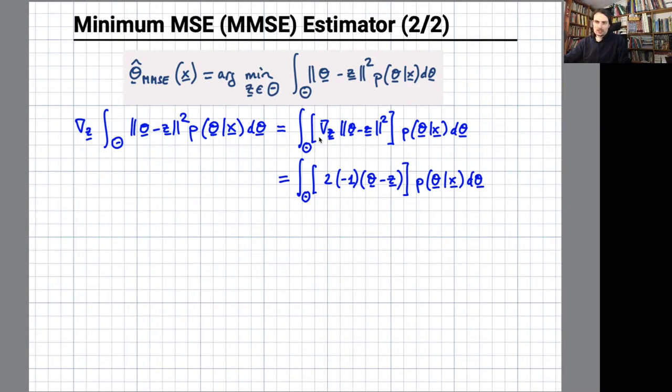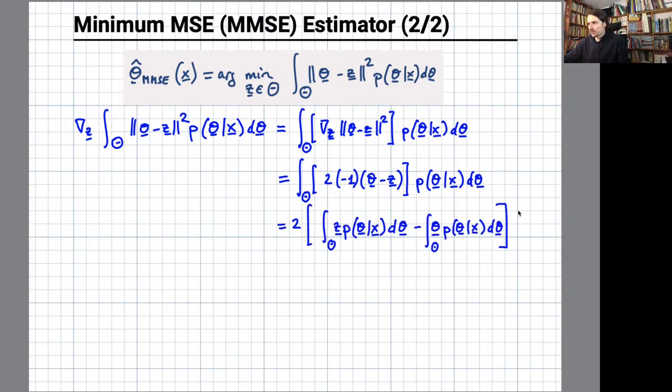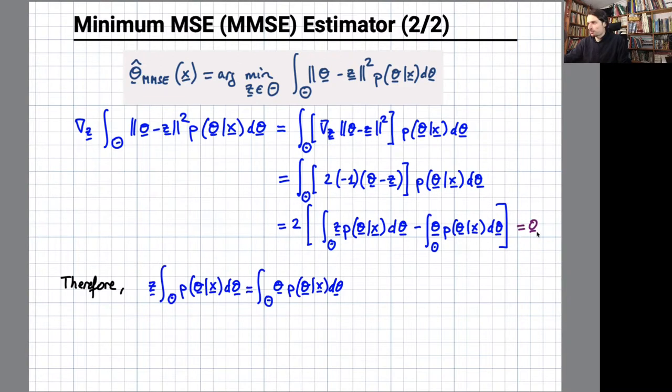Remember that you have material in the same folder as the slides that explains how to compute this kind of gradients. So now, just rearranging terms, we can express this as the difference between these two integrals, and by setting this equal to zero, we arrive at this expression. Now one can just note that this is the integral of a PDF, and therefore it just integrates to one.